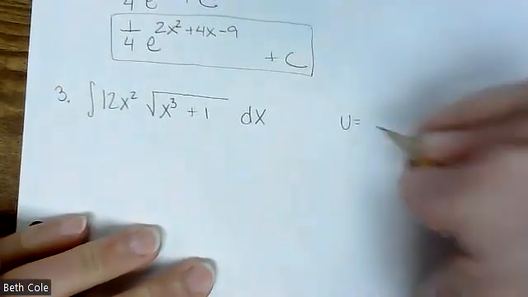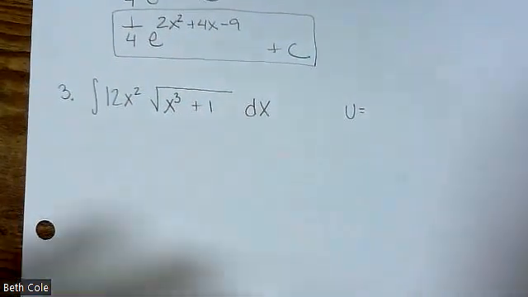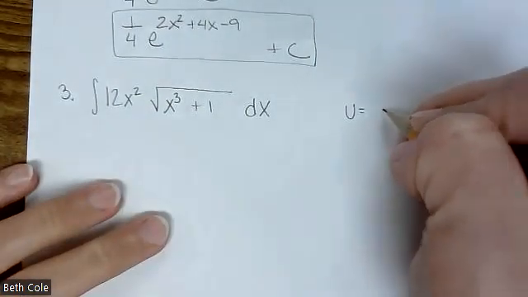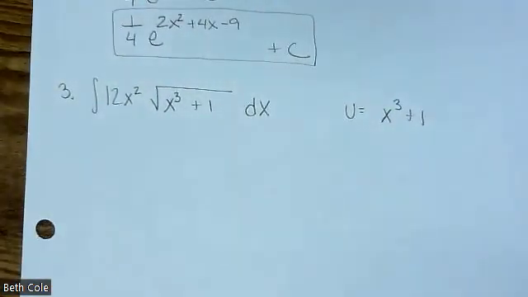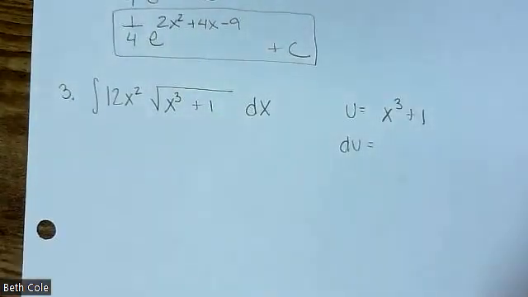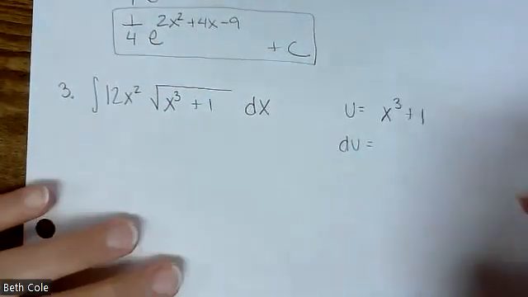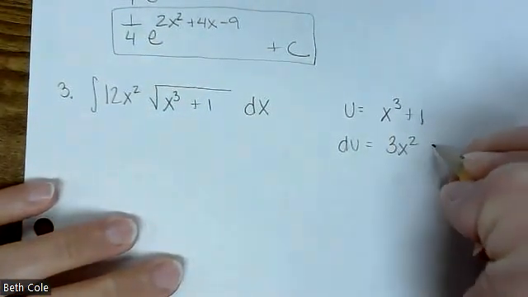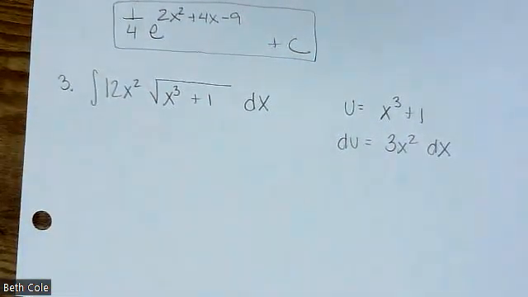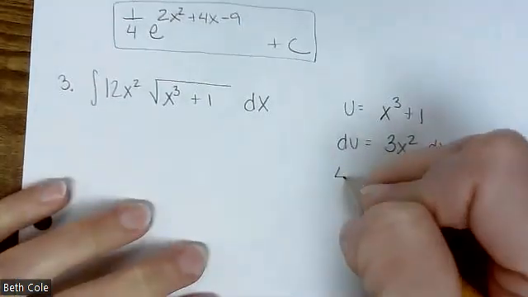So what do you want to try and let u equal? The x cubed plus 1. Good, good. You guys got it. It's the highest power and it's the stuff. It's the guts inside. All right, so what's the derivative of x cubed plus 1? 3x squared. 3x squared dx. Now you got to go search for it. It's there somehow. Times 4. Good.